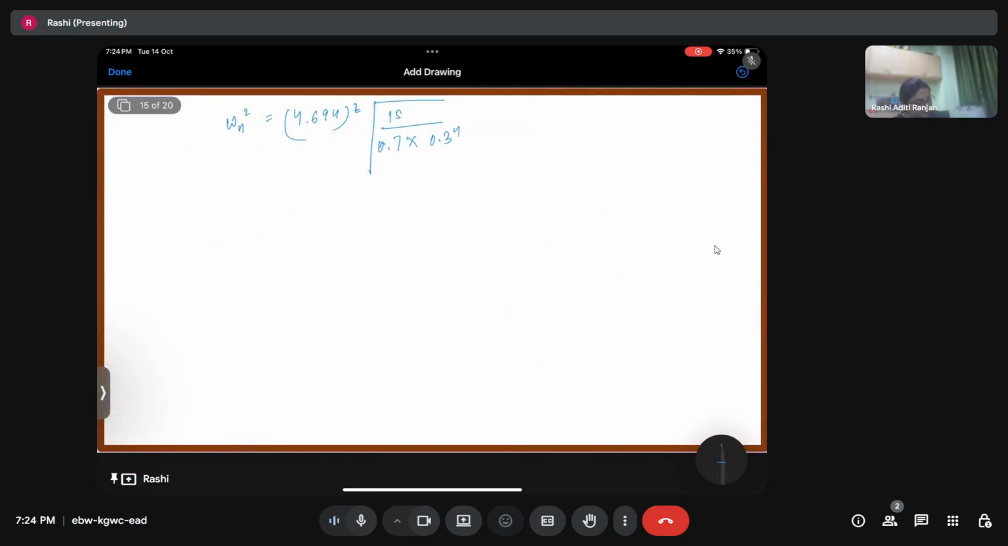When we solve it, this is not square, okay? This is basically 2. This is not square. This is the second natural frequency actually. This will turn out to be 1133.29 radians per second. This is the second natural frequency.